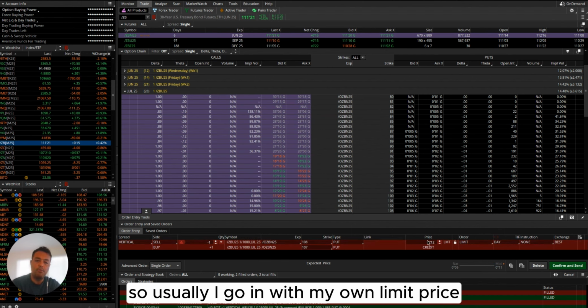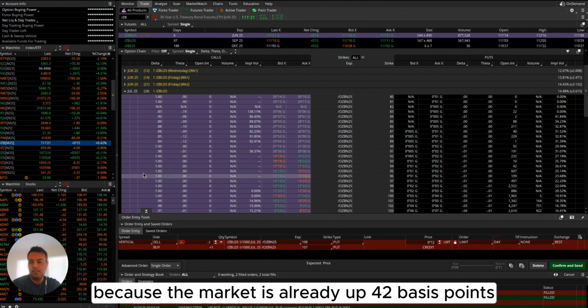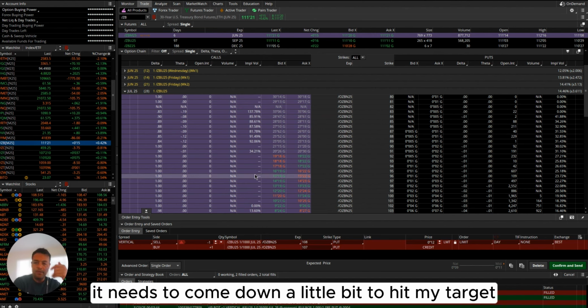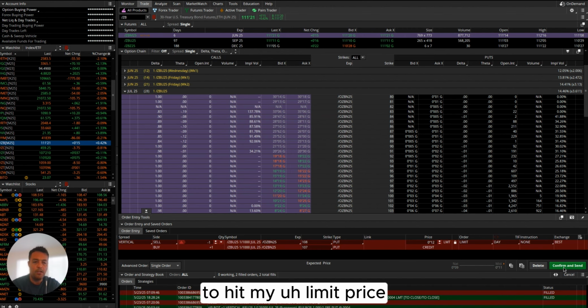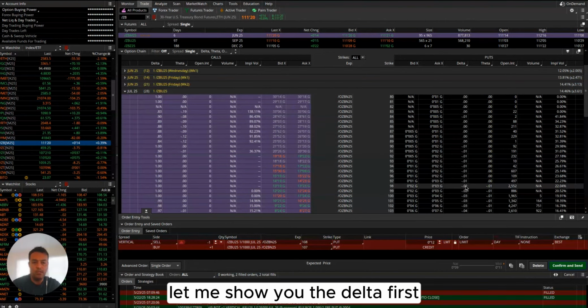Usually I go in with my own limit price, and then I would leave the trade in there to see if it gets filled. If it doesn't, that's fine. I'm not going to chase the trade here because the market is already up 42 basis points. Look at this. It needs to come down a little bit to hit my target, to hit my limit price. So if I do confirm and send on this, let me show you the delta first.